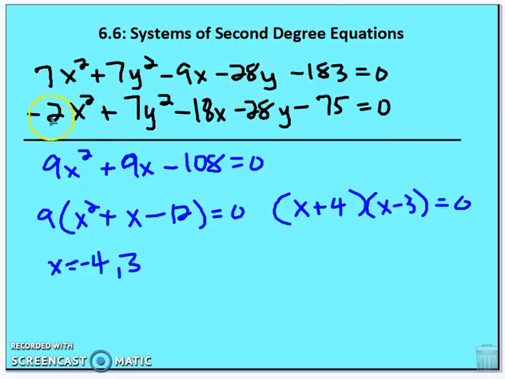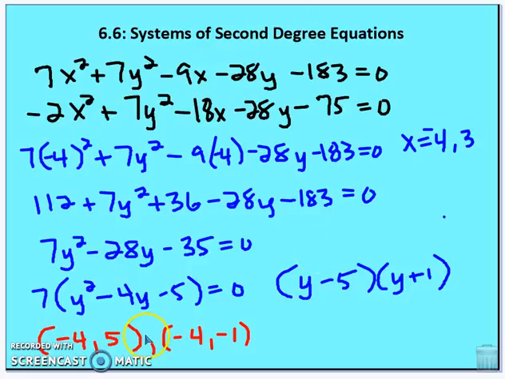Okay, so I'm going to eliminate the y squared term. It's already set up for you, and y. So I'm left with 9x squared plus 9x minus 108 is equal to 0. Factor out the 9, and then factor the quadratic. I end up with x is equal to negative 4 and 3. We're going through the same steps that we did before.